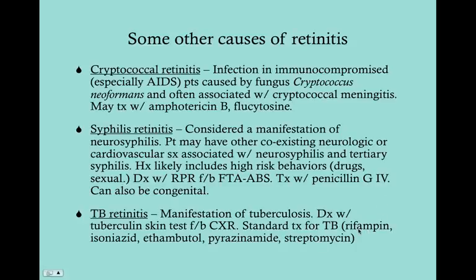And that's, we've got 5 drugs that we typically give them. That's rifampin, isoniazid, ethambutol, pyrazinamide, and streptomycin. Usually we give them 3 or 4 out of the 5 for about 9 months. And that will treat the TB.